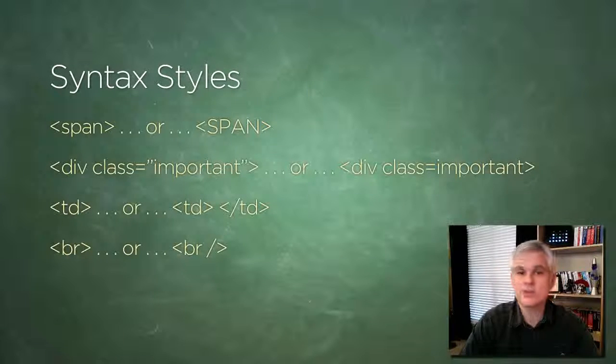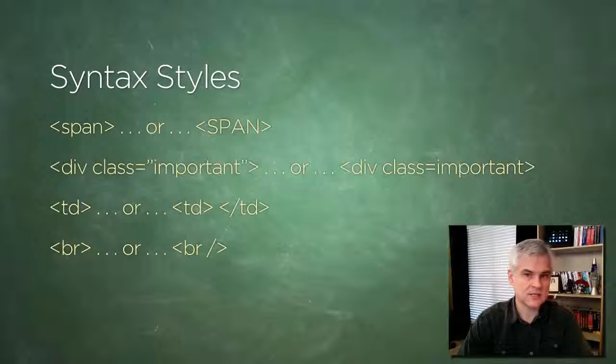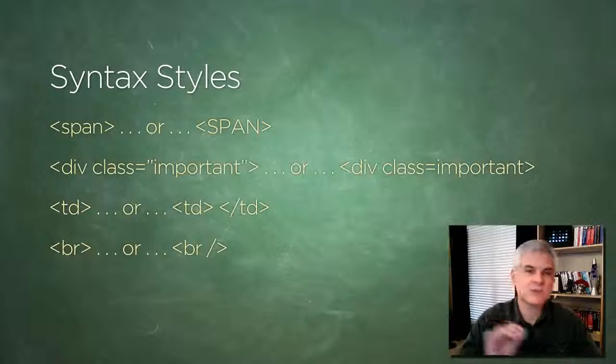There's also the notion of self-closing tags. You can see there's a BR or a line break. You can either write it without the self-closing slash, or, in other words, at the very end, you see how there's a space and a slash angle bracket. That's just another style. You can choose either style. They both represent the same thing. So it's really up to you.